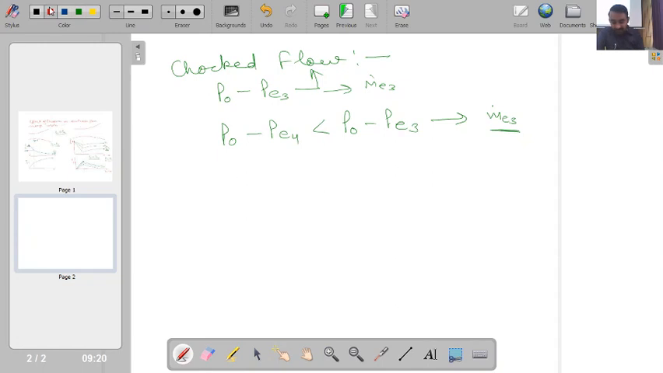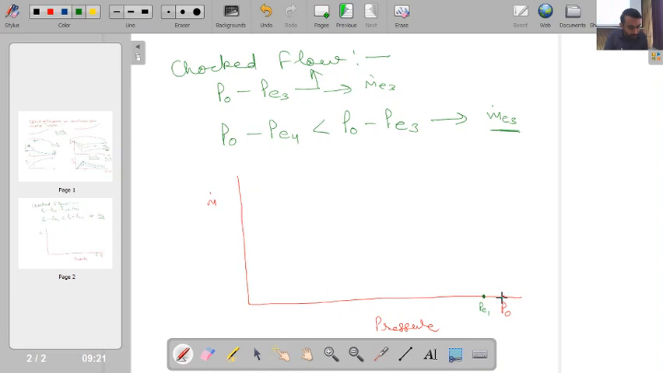So this gives us a very important conclusion. The conclusion is that if I plot mass flow rate m dot through the nozzle as a function of pressure, say this is my P0, the pressure of the reservoir, or I can say the pressure at the inlet of the nozzle. If the pressure at exit is PE1, then when I have the P0 minus PE1 pressure difference, corresponding to this I will get some mass flow rate. Say this is the mass flow rate I am getting.